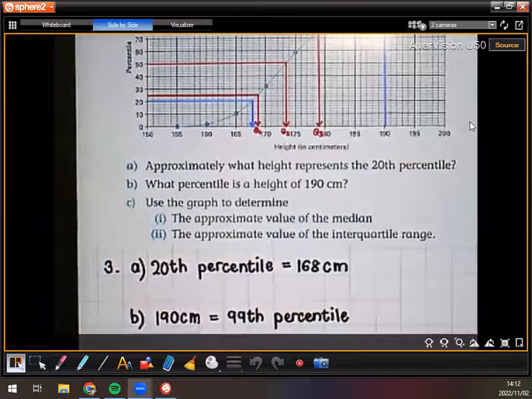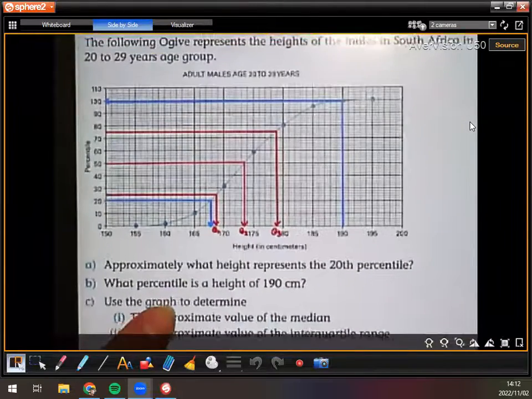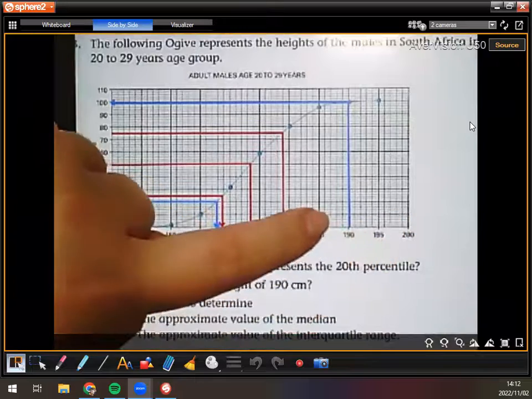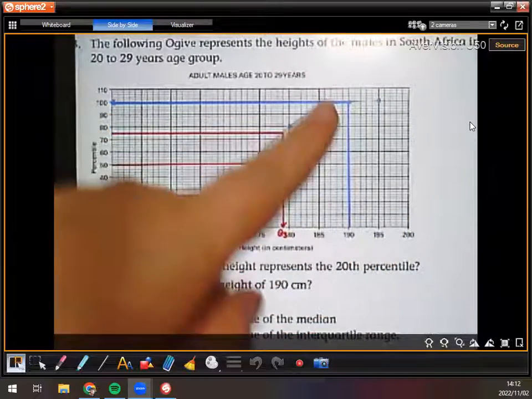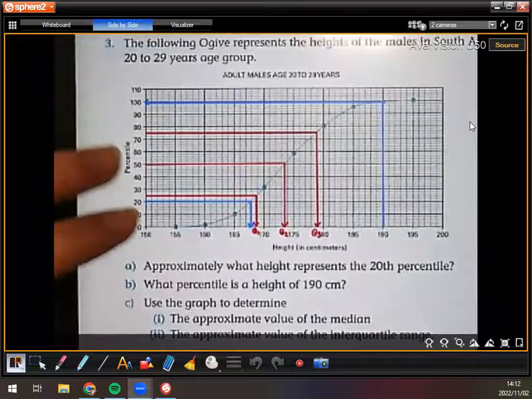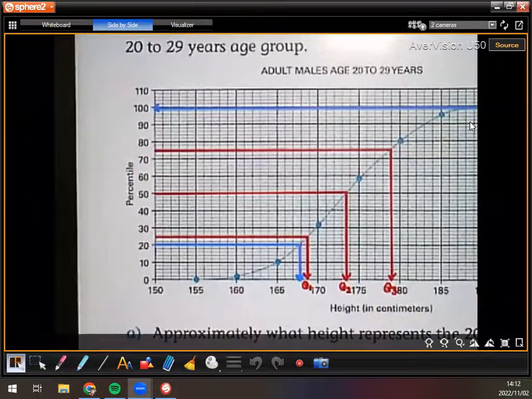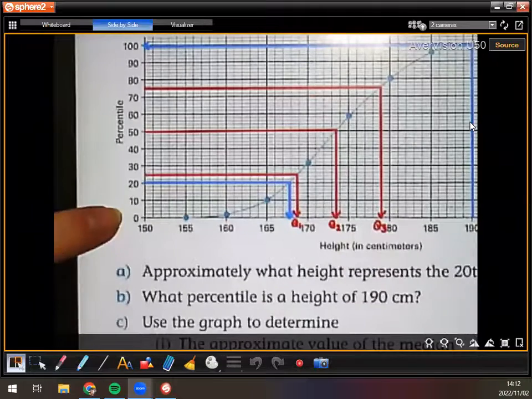For B, they asked what percentile is a height of 190 centimeters. That's a different type of question. They're now giving us the height, and we need to answer the percentile. So what we actually have to do, guys, they're asking for 190 centimeters. You have to go the other way around. You have to draw a line from 190 up to your ogive, guys, and then across to the percentile, right? And it wasn't quite the 100th percentile. It was just below 100. So I said 99%. But maybe if you want to write 99.5 percentile, that is fine.